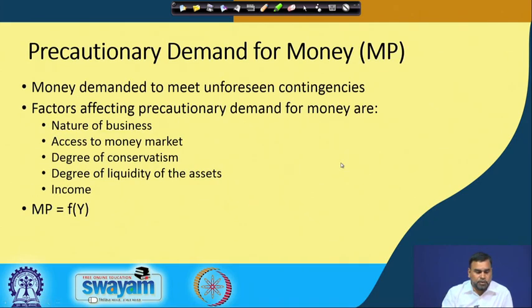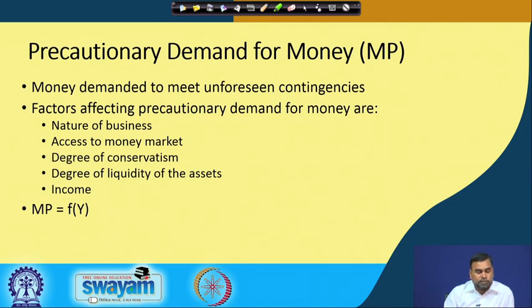After discussing this, we can move to the precautionary demand for money. So, what exactly is the precautionary demand for money? The precautionary demand for money is when people want to keep certain money with themselves to meet unforeseen contingencies. There may be some kind of problem or situation which cannot be foreseen now. Because of that, people keep some money with them.